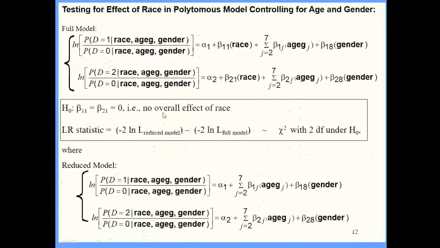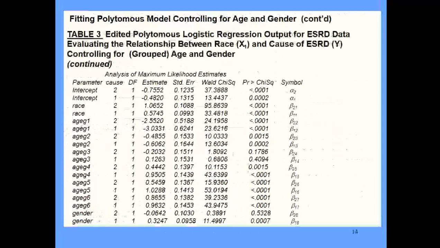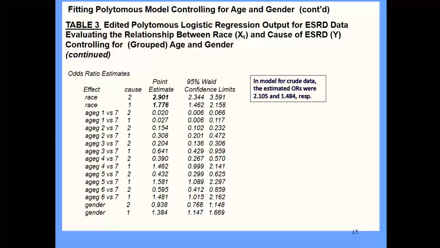When I used the crude data, e to the thing was 2.105 and 1.484. Well, it changed a little. It didn't change much because they didn't have that much of an effect to control for, but it changed a little bit. I mean, this 2.901 is not 2.5 something because we're now controlling for these other variables. Okay, so that's what you do, and you could do this test, and the test is significant.